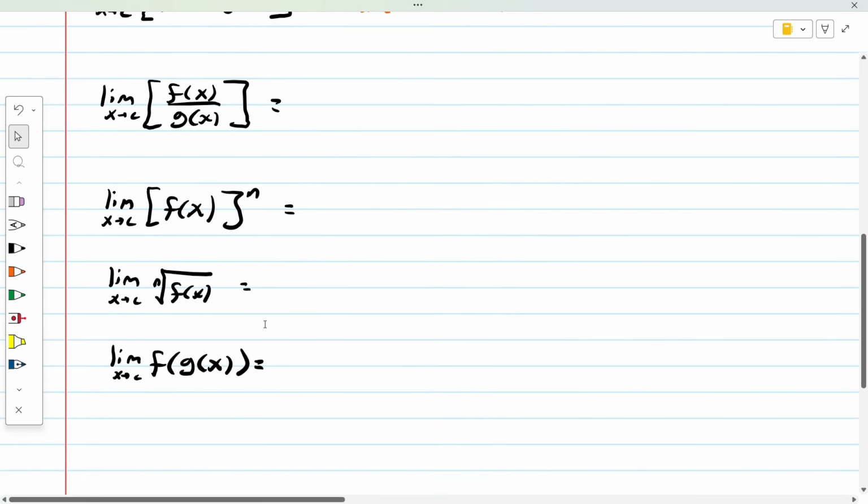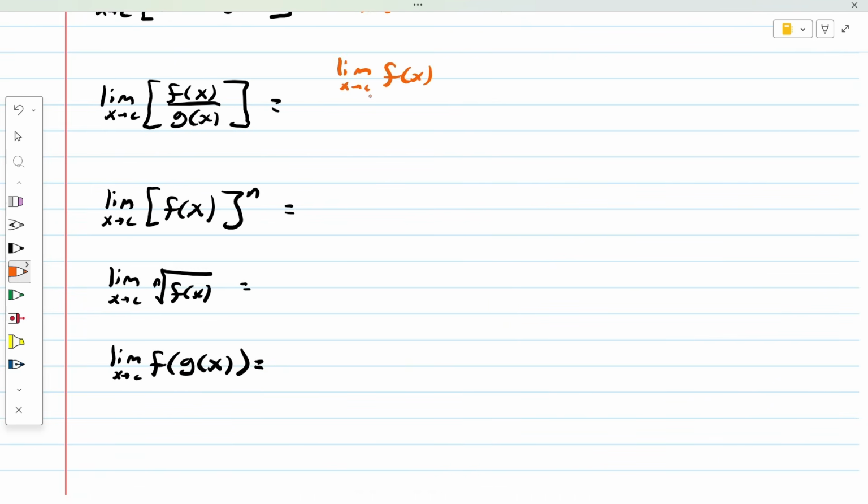When we have a function divided by another function, we have the limit of the whole thing. We can say that the limit as x approaches c of the top function, f of x, divided by the limit as x approaches c of the bottom function, g of x. And one thing we have to note here is that the limit as x approaches c of g of x cannot equal 0, because we obviously cannot divide by 0.